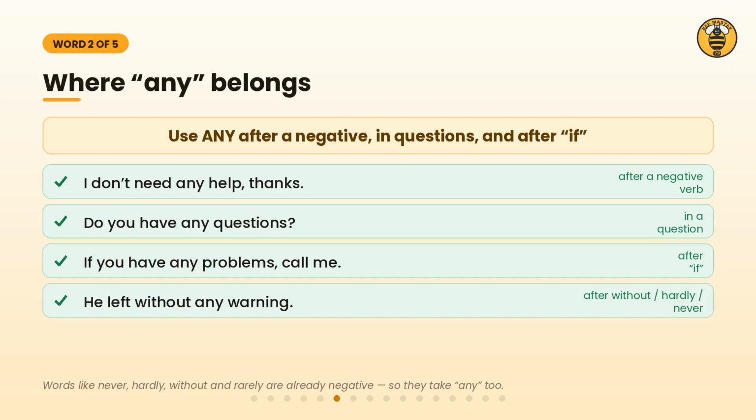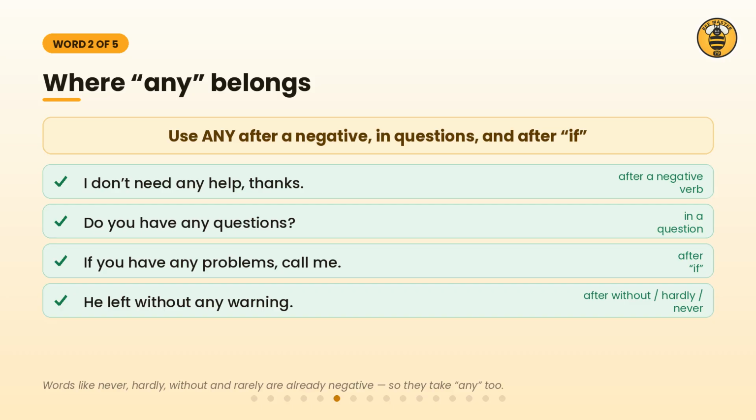Word number 2, any. There are 3 classic homes for any. Home 1 after a negative verb. I don't need any help, thanks. Home 2 in a question. Do you have any questions? Home 3 after the word if. If you have any problems, call me.